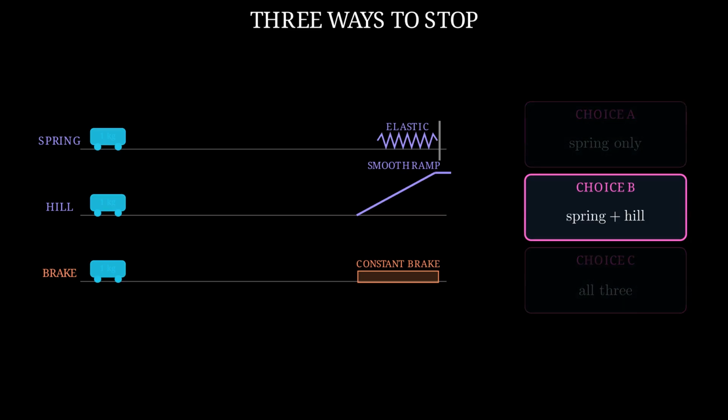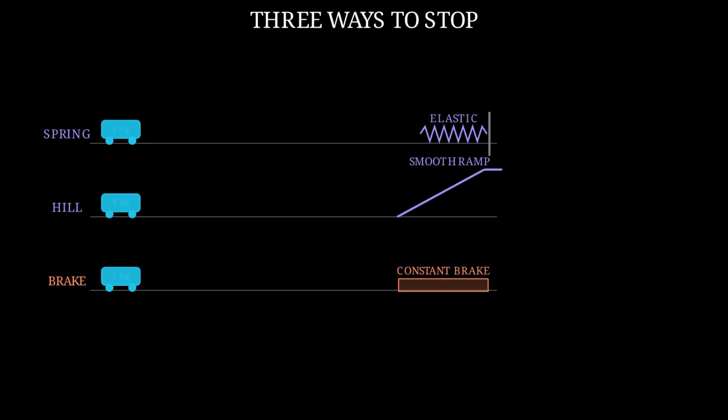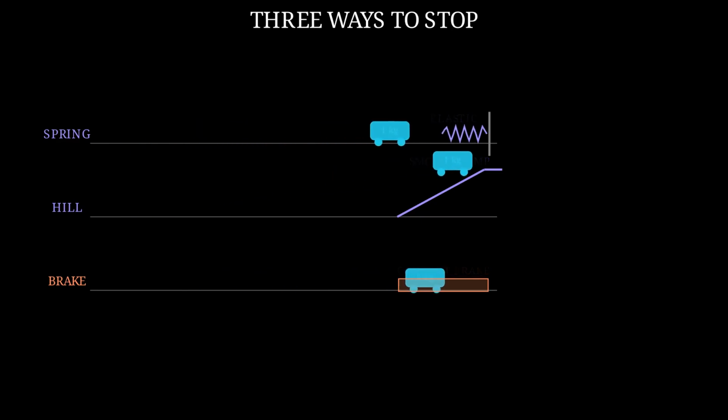I expect the spring and the hill to return their carts. I expect the braking pad to keep its cart stopped. Release all 3 carts. The spring compresses as its cart slows. The hill cart trades speed for height. The brake slows its cart while the pad warms.